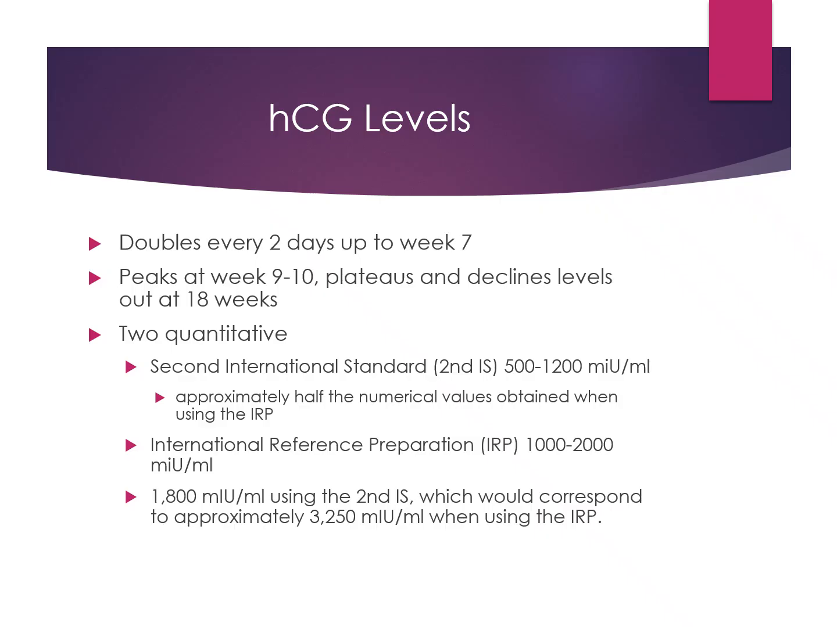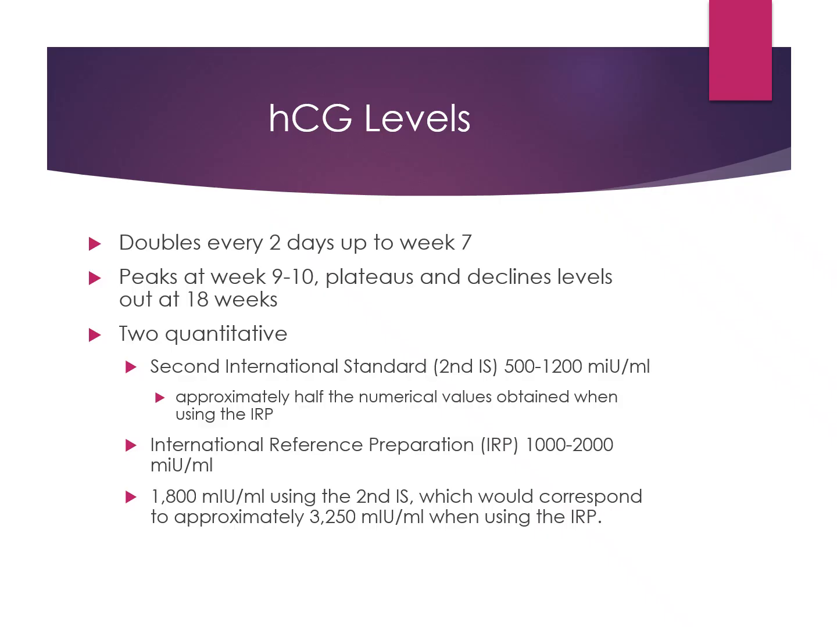The other one is the International Reference Preparation number, and we can see with this one about 1,000 to 2,000 milli-international units per milliliter. Now, the second IS standard is approximately half the value that you're going to get when you're using the IRP. So, for example, if I have 1,800 milli-international units per milliliter using the second IS, I'm going to have double that when I am using the International Reference Preparation.